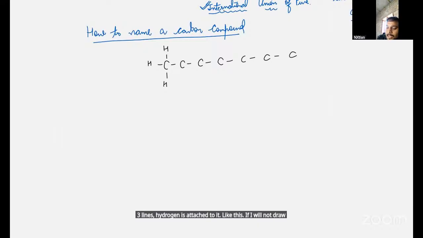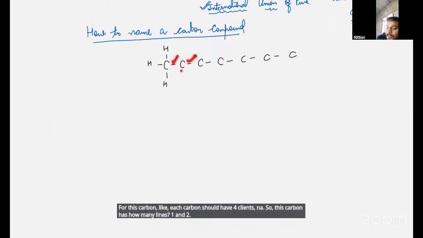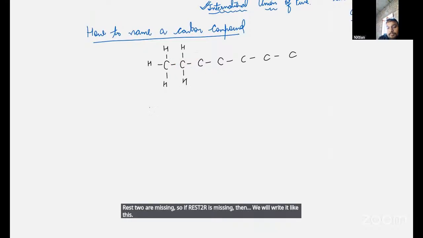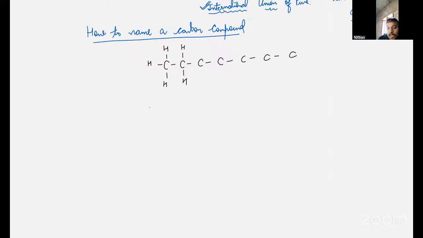Like in the second carbon, how many lines are missing? Each carbon should have 4 lines, right? This carbon has 1 and 2, so the rest 2 are missing. If the rest 2 are missing, then we will write it like this. Did you understand? In the next carbon, how many hydrogens will join?